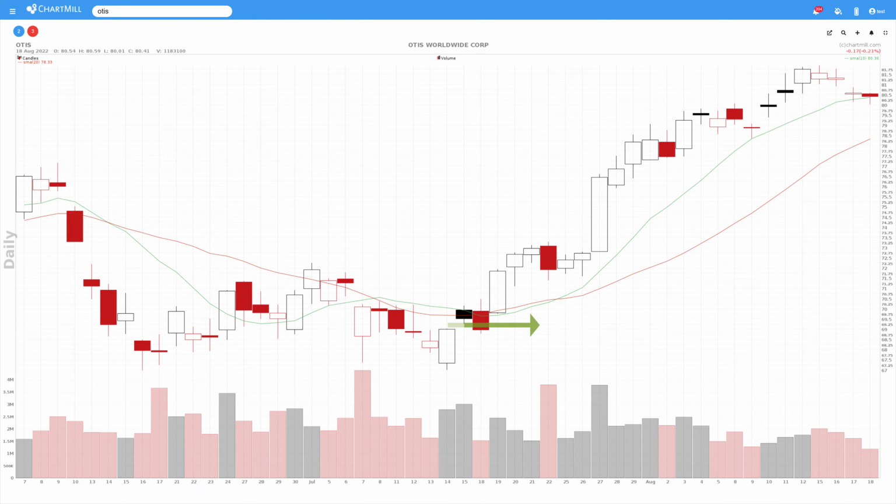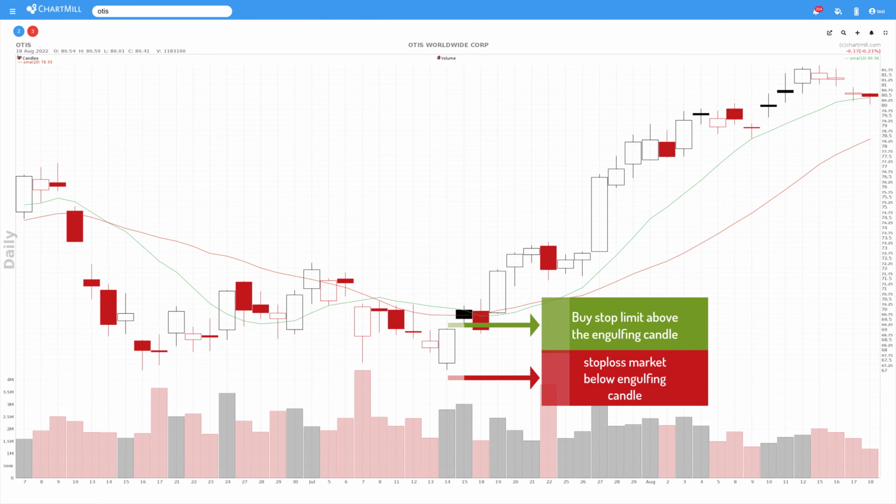For the next trading day, a buy stop limit order is placed, a few cents above the high of the engulfing candle. The initial stop loss can be placed either just below the engulfing candle or below the most recent swing low. But in this case it doesn't matter, because in this example the low of the engulfing candle is at the same time the most recent swing low. The final step is to determine your break-even level and your price targets.